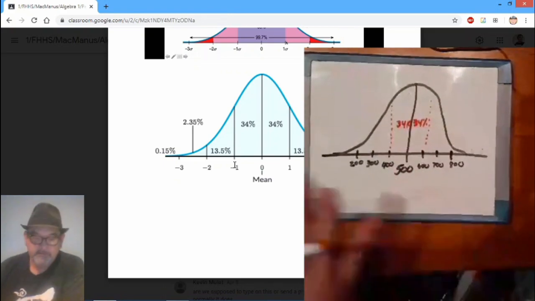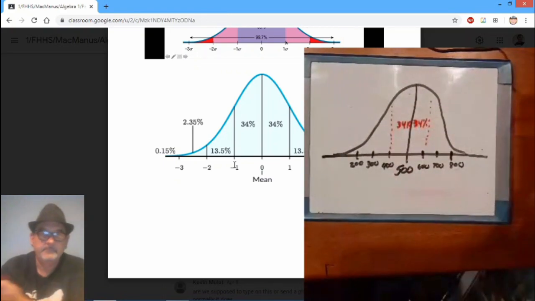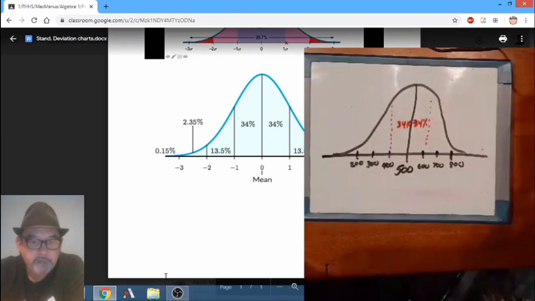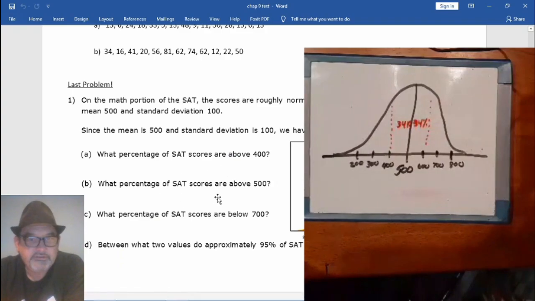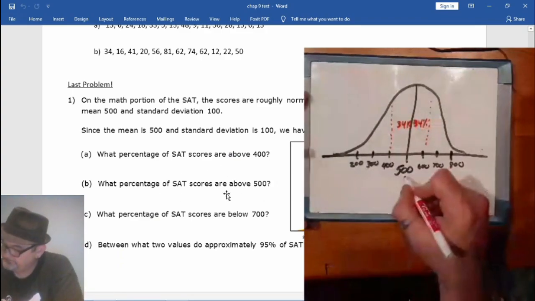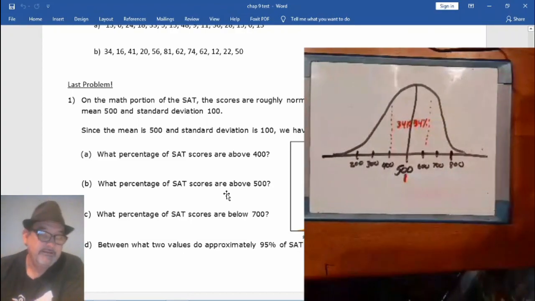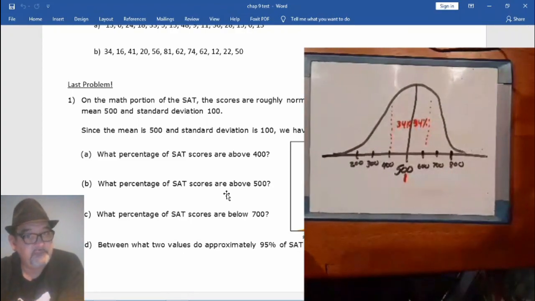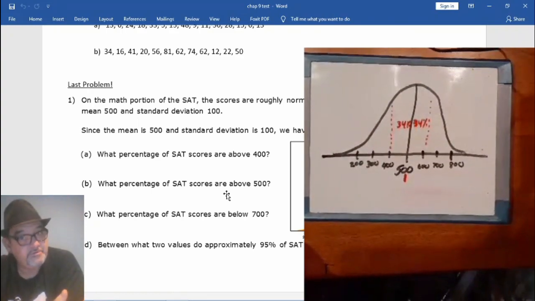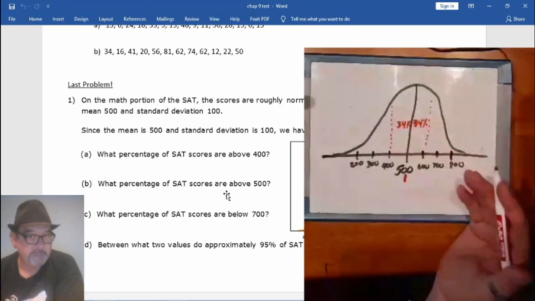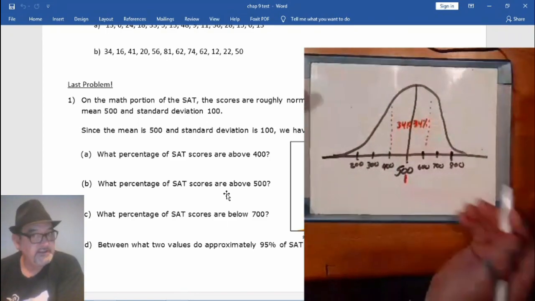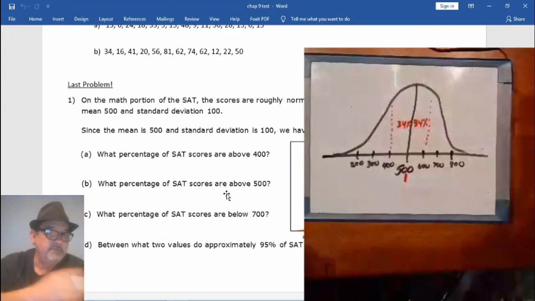Let's take a look at the next question. Let's go back here. There we go. What percentage of scores are above 500? So here's the mean. Well, guess what? The mean splits everything 50-50, right? So above the mean is going to be 50%, because the mean is exactly half, and half of 100% is 50%. So 50% is above the mean, 50% is below.